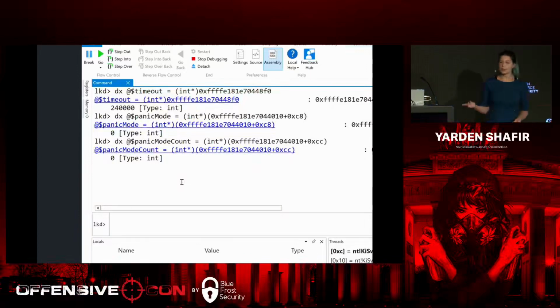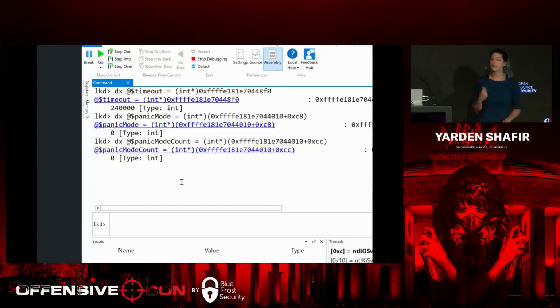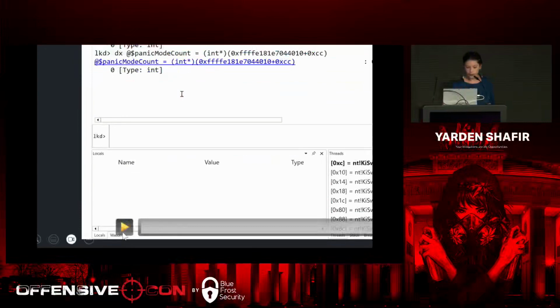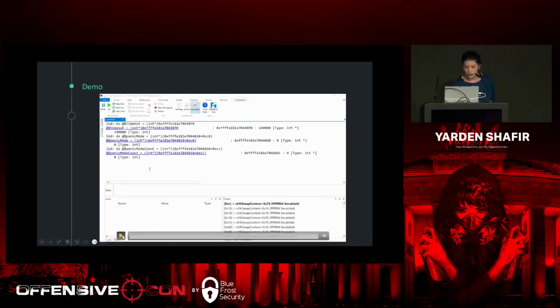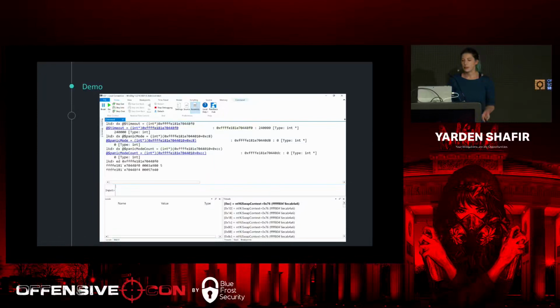And then looking at 2 other values, just to know when panic mode gets enabled. One is panic mode. The second one is a count of how many times we've entered panic mode. So we need both of those to be set to something that's not 0, and then we know we've entered panic mode. So I go and I edit this timeout to be 5 milliseconds, just because 5 milliseconds will make it time out almost immediately.